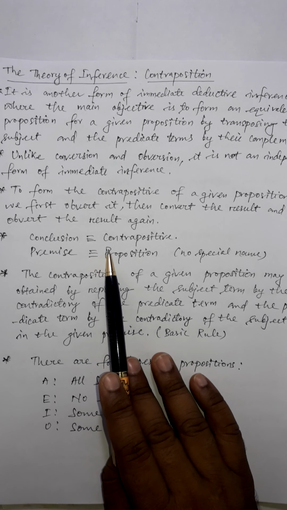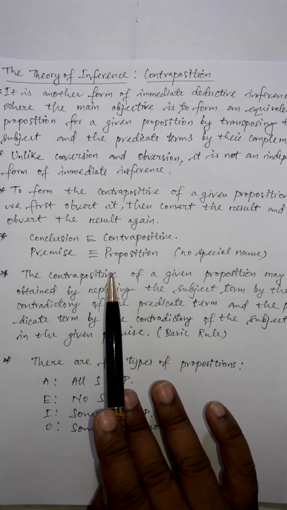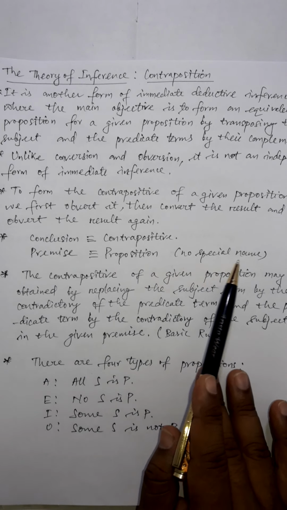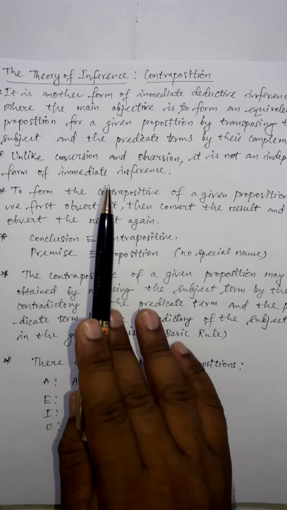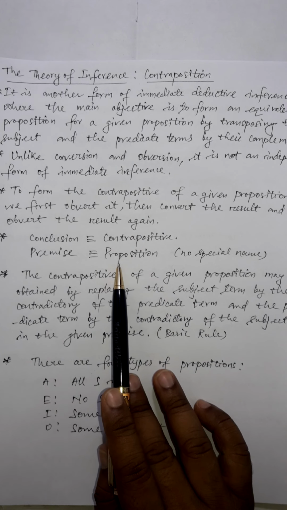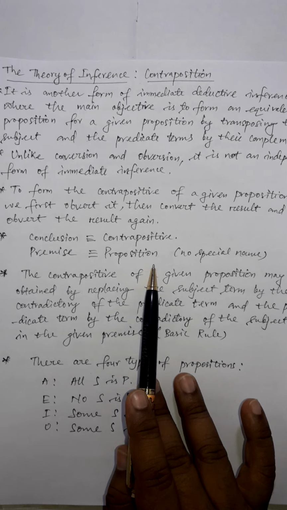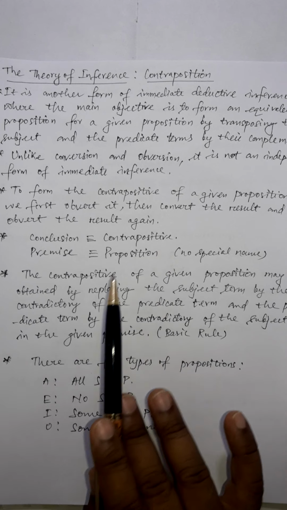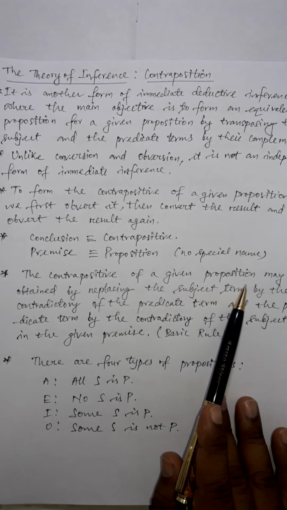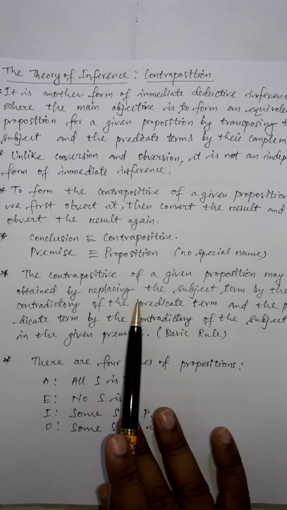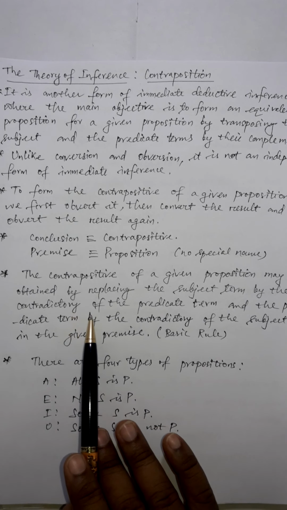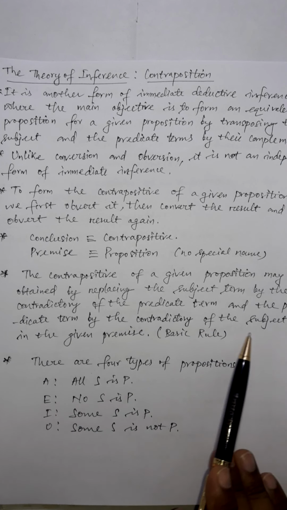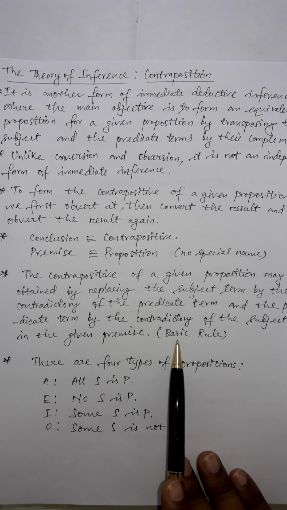Here the premise that we are using is called simply the proposition. No special name is used for it, just like in conversion or obversion. The premise is called the proposition and the conclusion will be called the contrapositive. Now, the contrapositive of a given proposition may be obtained by replacing the subject term by the contradictory of the predicate term and the predicate term by the contradictory of the subject term in the given premise. This is the basic rule.